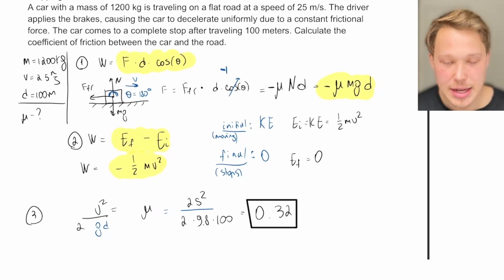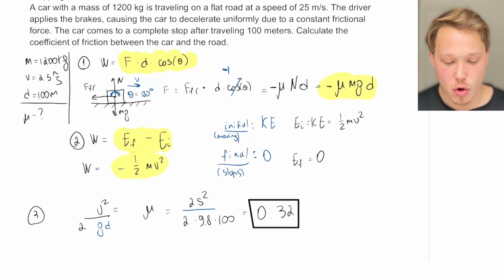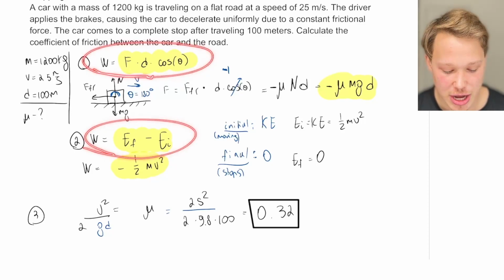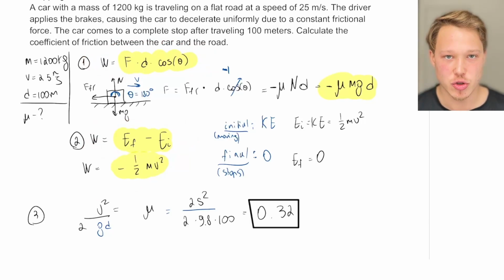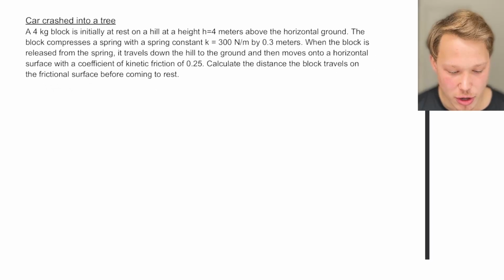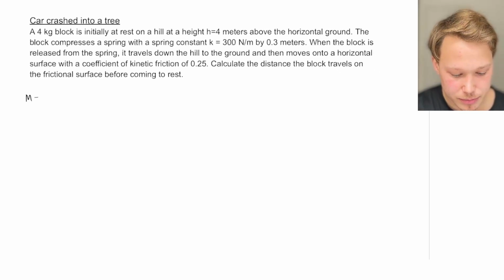Now, in the next example, we're going to go over another very important example problem of the work energy theorem. But just to highlight overall, we calculated what work is in terms of force, what work is in terms of change in energy, and then combined those two to solve for mu. Okay, in the next example, we have a 4 kilogram block that is initially at rest.